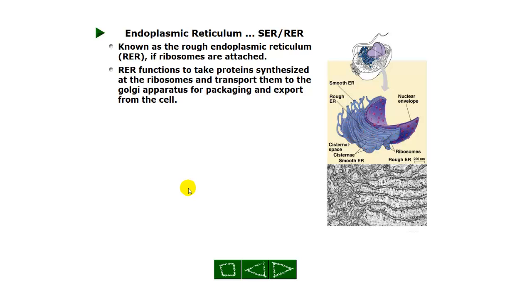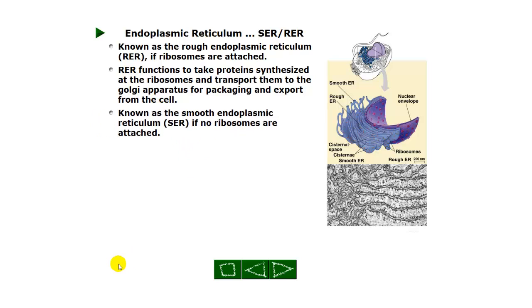The rough endoplasmic reticulum functions to take proteins synthesized at the ribosomes. So that's key. Proteins are made at the ribosomes. And then, to be of any use in an organism, they have to be transported out of the cell. And to get to the outside of a cell, you actually have to go through a few steps. So from the ribosomes, they're transported to the Golgi apparatus for packaging and export from the cell through this endomembrane system, the rough endoplasmic reticulum.